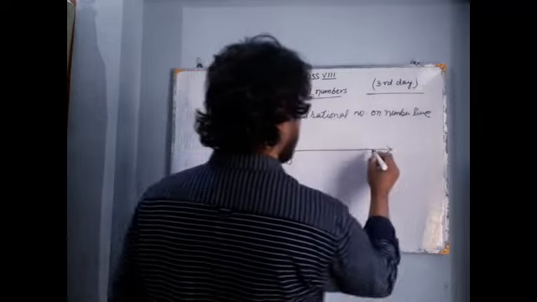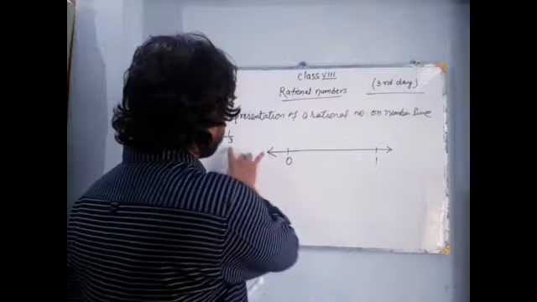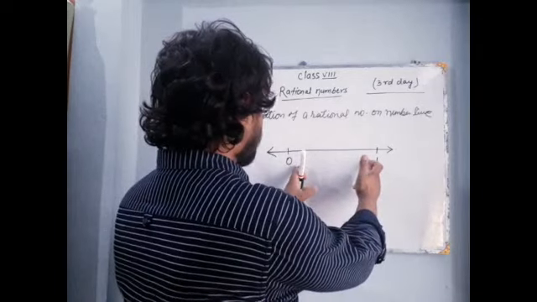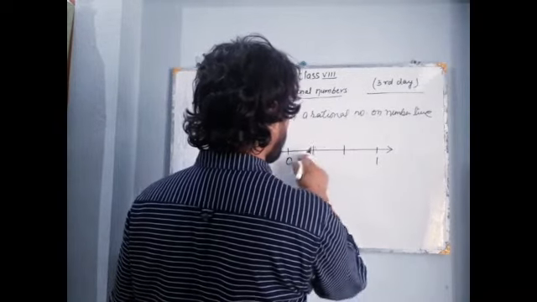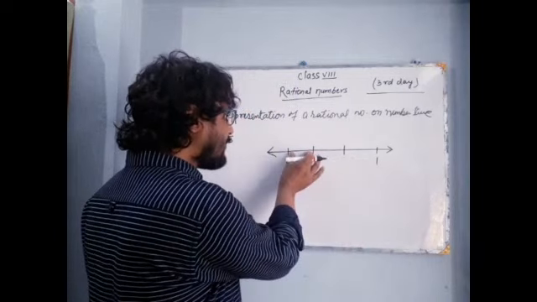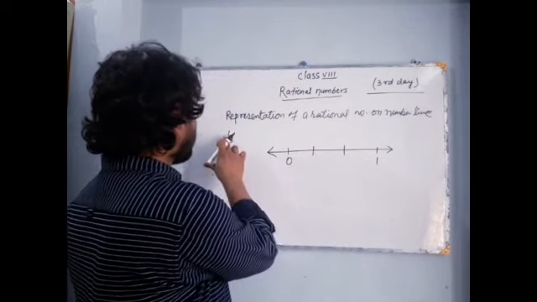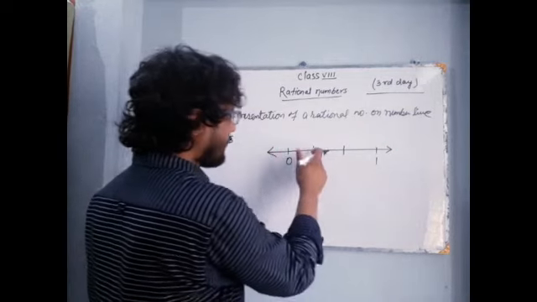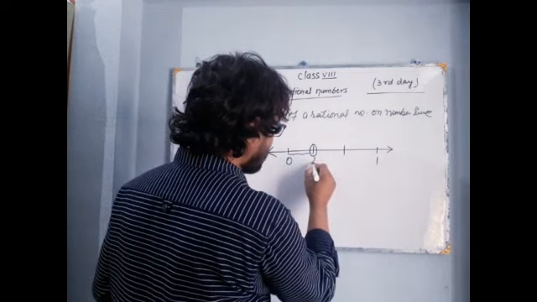Represent 0 and 1. Means there is 3 as denominator, so we have to divide this space, between 0 and 1, into 3 equal parts. One part, 2 parts, 3 parts. We do not have to count the lines, we have to see that there are 3 equal spaces. We got 3 equal spaces. Then we have to take the first space, as there is 1 as numerator. That's why we take the first space, that is 1 by 3.